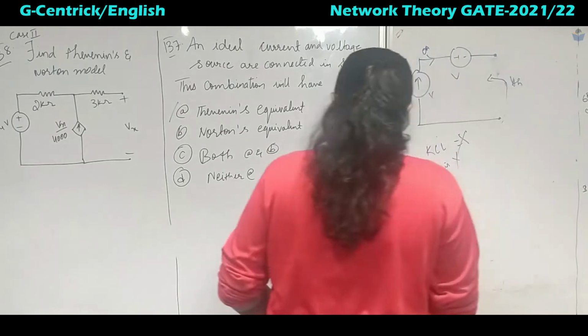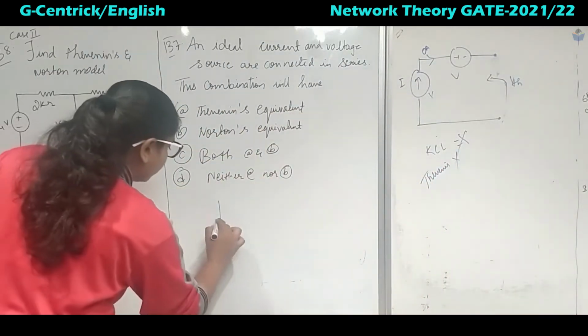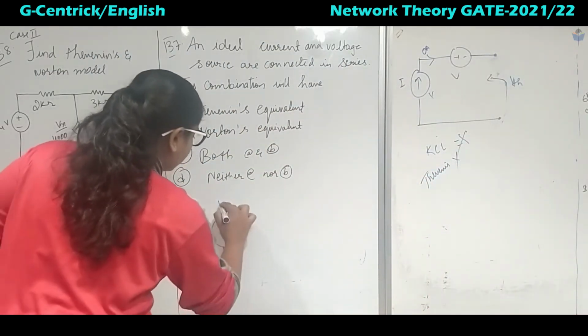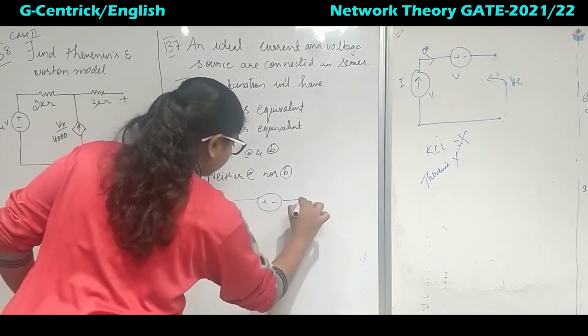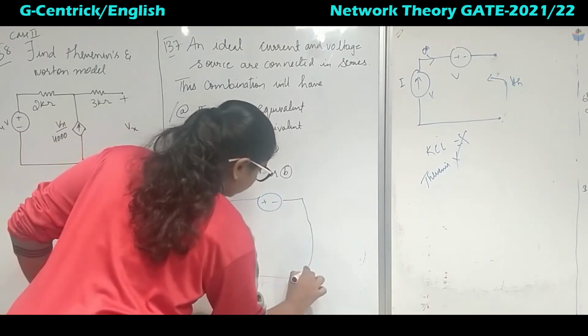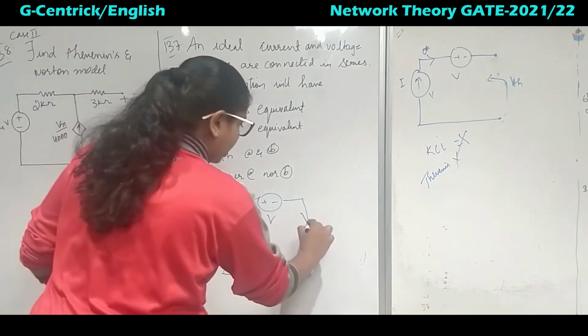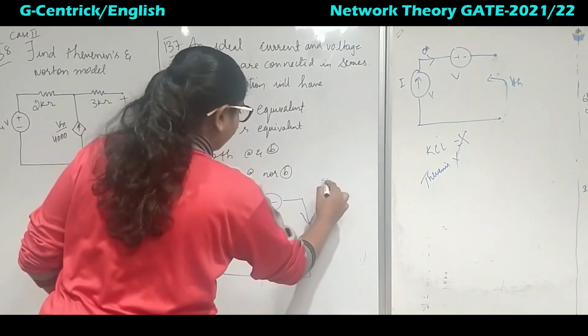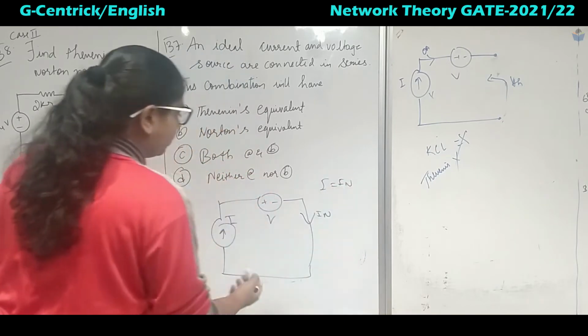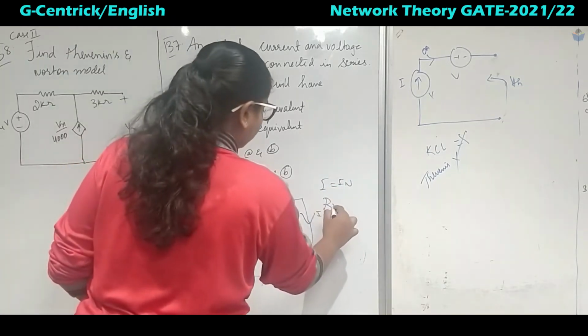So similarly, now I can take the Norton's equivalent. What do I have to do? I have to short the terminals for Norton's, right? This is IN. So what is it here? I is equal to IN. Both are same. So what will be RTH?